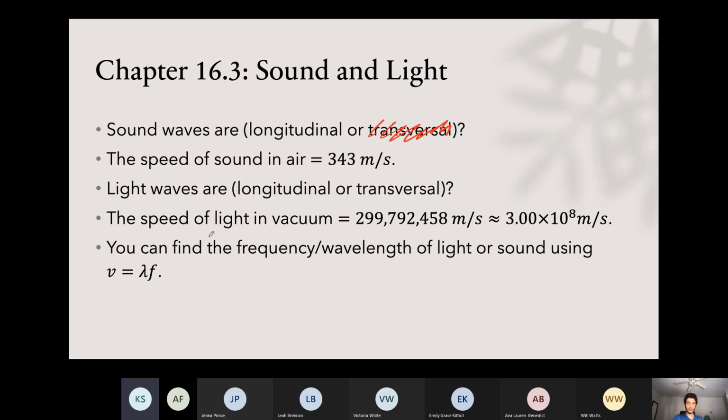Well, yes, you can find the frequency or the wavelength of light or sound using this same equation. So if you know that in the question your medium is air, then you know this is the speed of sound in air, and it gives you some frequency and asks, what is the wavelength? Just simply use this. Same thing for light. If you're in vacuum, you know this is the speed of light, and it gives you some wavelength and asks, what is the frequency of light? Exact same thing. Use the same equation.